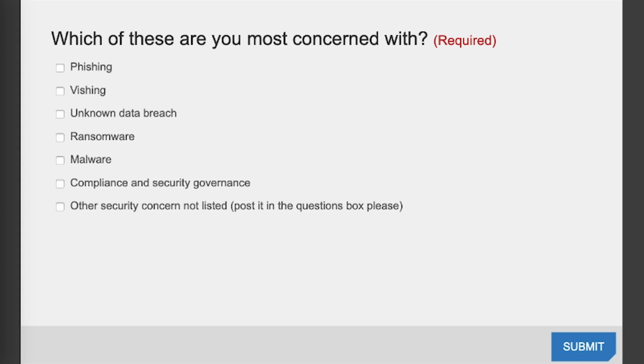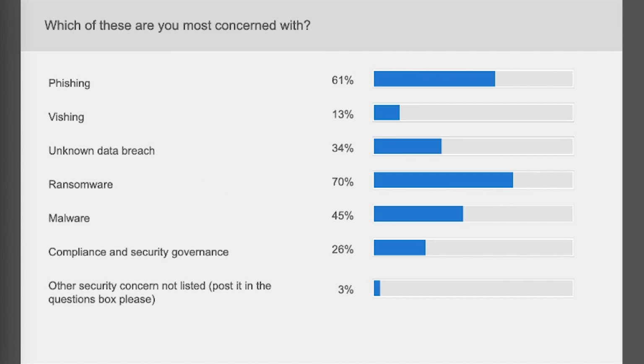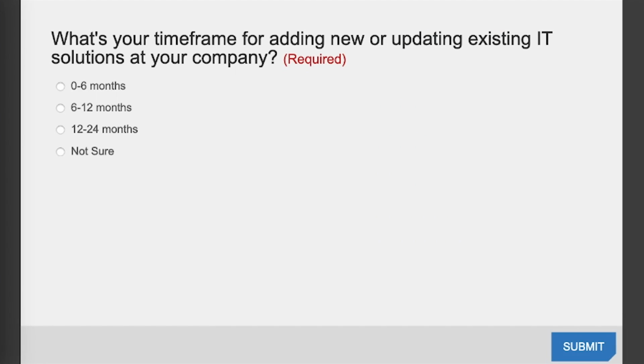And with that, it looks like we got lots of responses on the poll. Thank you, everyone. Let me share the results of this with you. And you can see 70% said ransomware. Of course, always top on our mind, always the greatest security concern when we do these types of polls, followed by phishing, which of course is typically a trigger for ransomware attacks. Let's see, after that, malware, 45%, unknown data breach, 34%. That's got to be a big concern for a lot of companies. So thank you everyone who responded to that poll question.